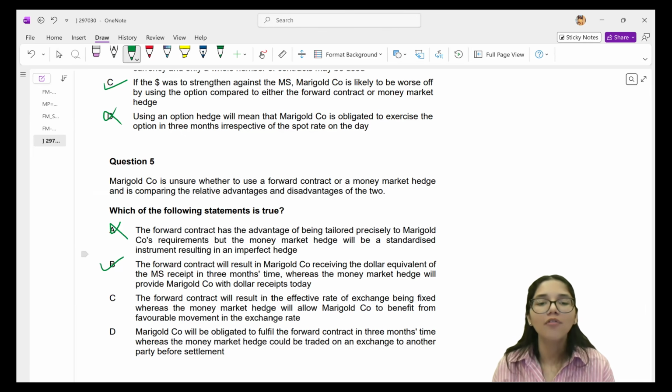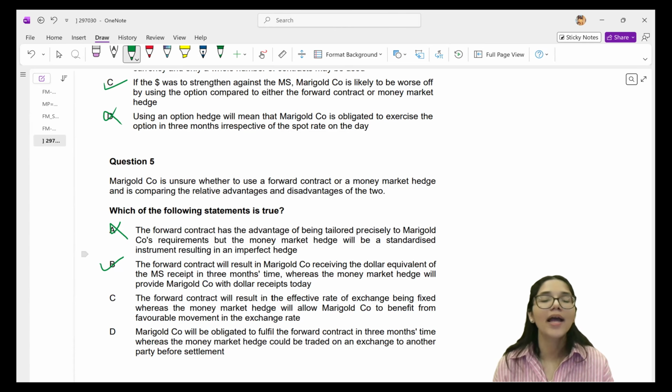Statement B tells me the forward contract will result in Marigold Company receiving the dollar equivalent of the MS receipt in 3 months' time, whereas the money market hedge will provide Marigold Company with dollar receipts today. That is exactly what is going to happen with forward. We enter into the agreement today, but the actual money I will receive 3 months later. But when I'm going for a money market hedge, you remember the steps that we were doing? BCD. We borrowed the M shilling today. We converted those M shilling into dollars for the deposit. So dollars I have received today itself. So statement B is absolutely true.